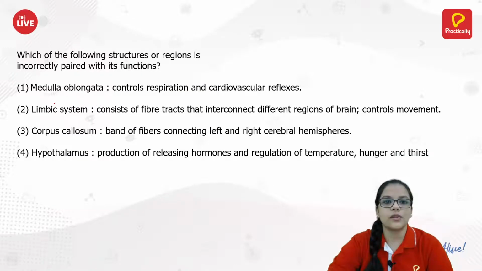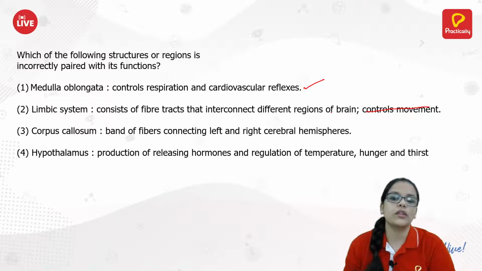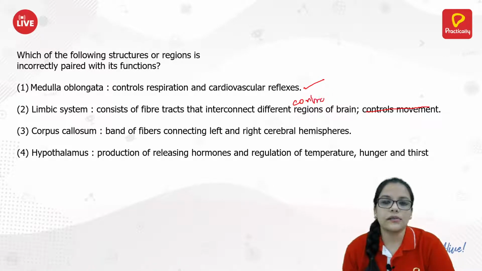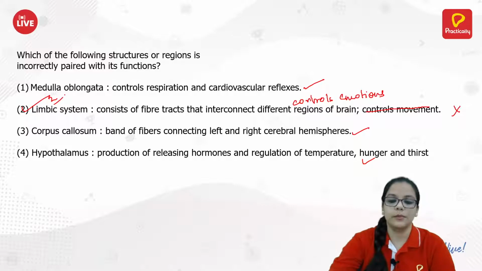Now, which of the following structures or regions is incorrectly paired with these functions? Let's start taking out options. Medulla oblongata controls respiration and cardiovascular reflexes. Limbic system consists of fiber tracts that connect different regions, controls movement. No, the limbic system is basically the emotional part of our brain. It controls emotions, so this is not correct. Corpus callosum, band of fibers connecting the left and right cerebral hemispheres, and hypothalamus maintains temperature, etc. So the answer is 2, limbic system.